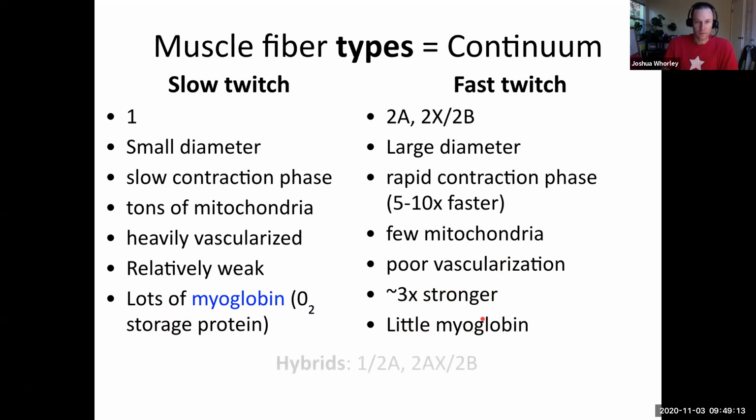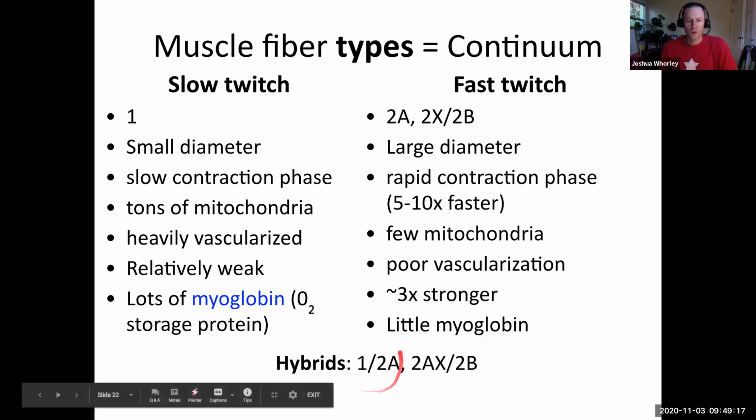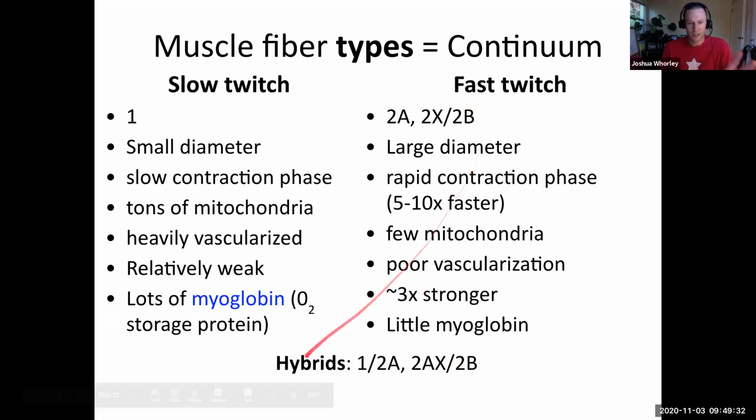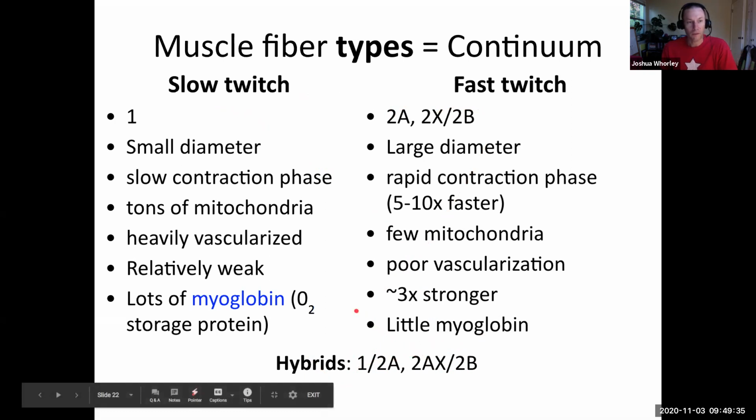Okay, but that's not all, because there are hybrid types, right? There are fibers which are a hybrid between type 1 and type 2A, and type 2A and type 2X, or type 2A and type 2B, right? So there are hybrid fibers too. Okay, so what is all that, type 1, 2A, X, B? What is that referring to?